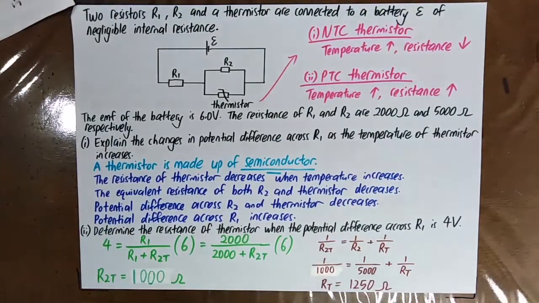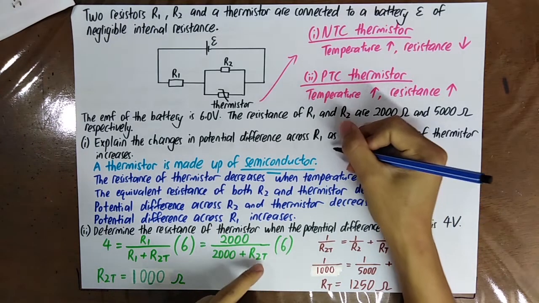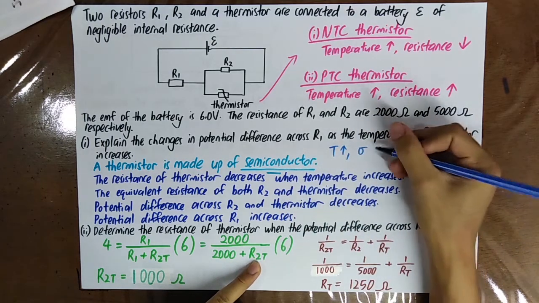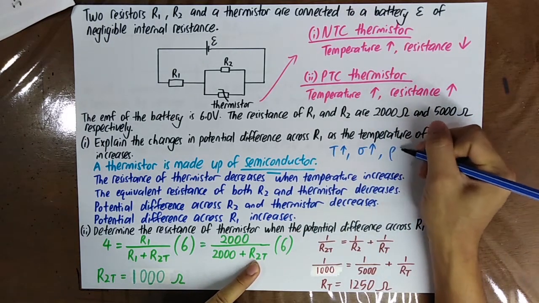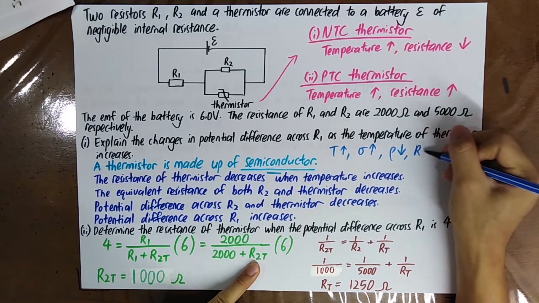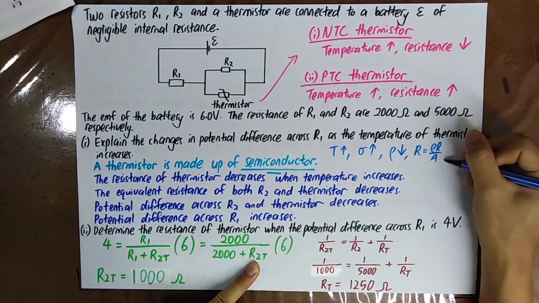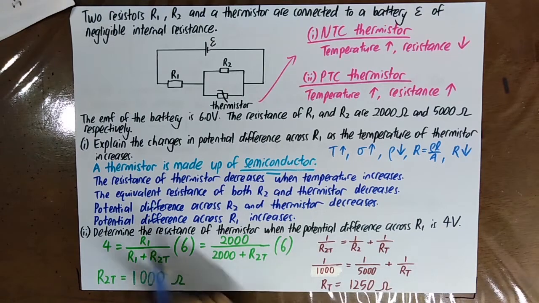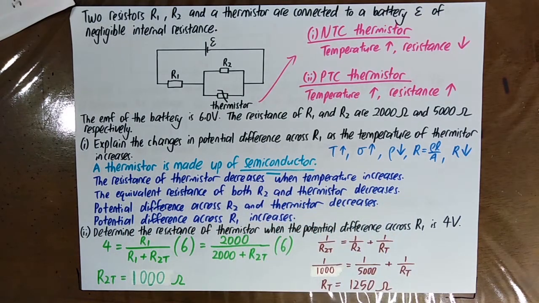So, actually, a thermistor is made out of semiconductor. So you know that when temperature rises, the conductivity of the semiconductor increases because there are more charge carriers, and then the resistivity decreases, and then you know that R equal to rho L over A. So when rho decreases, R also decreases. Okay, so you know that the resistance of the thermistor decreases when temperature increases.